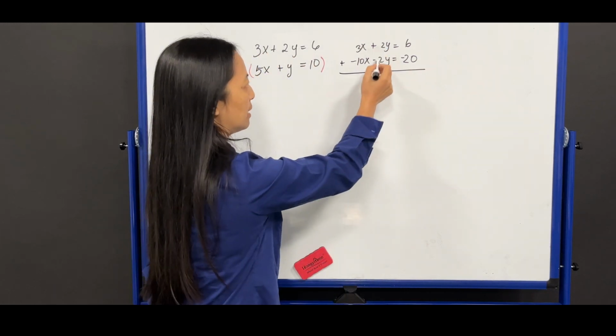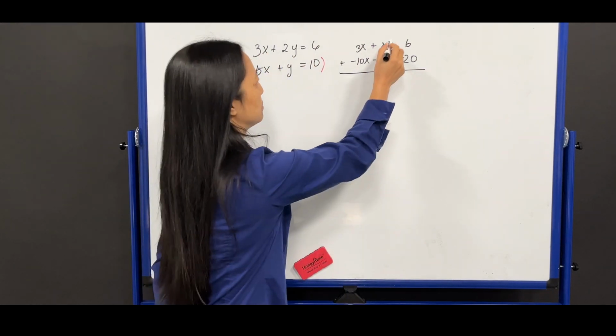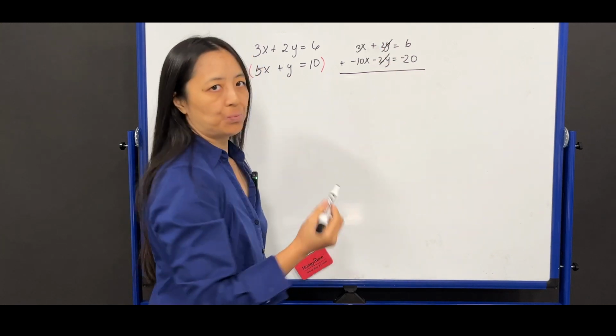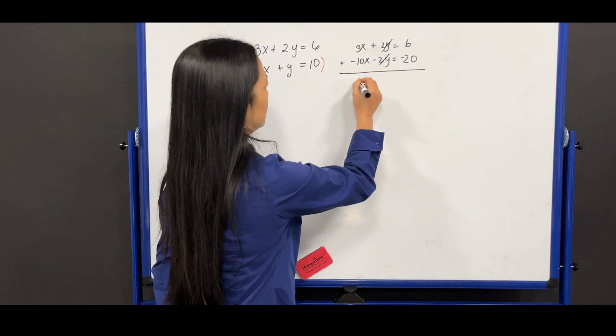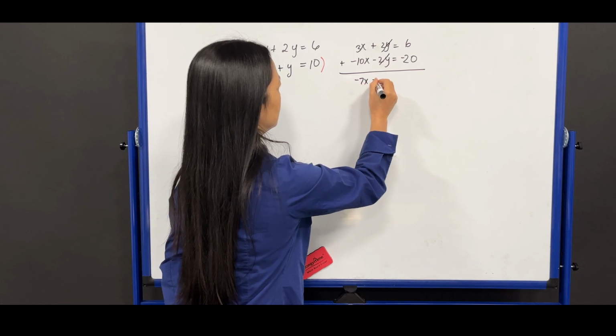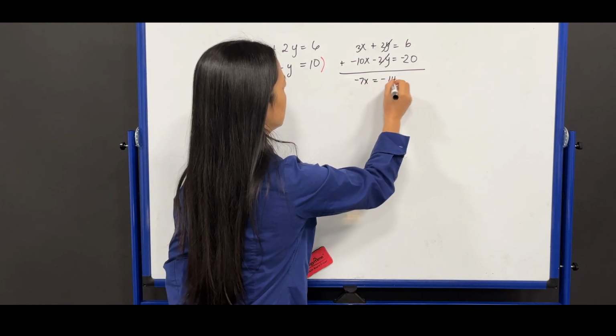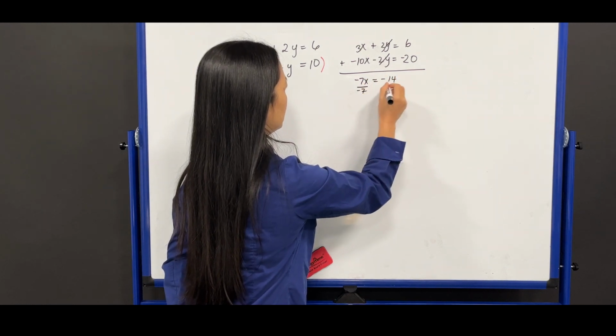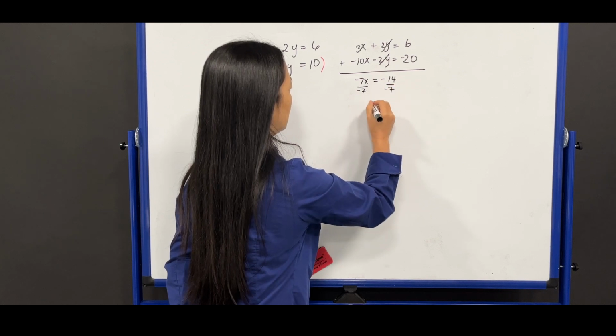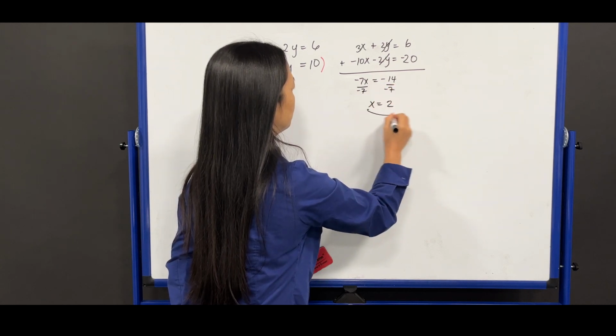The 2y and negative 2y are going to cancel. And we're left with one variable. Negative 7x is equal to negative 14. Divide by negative 7 on both sides, we get x is equal to 2.